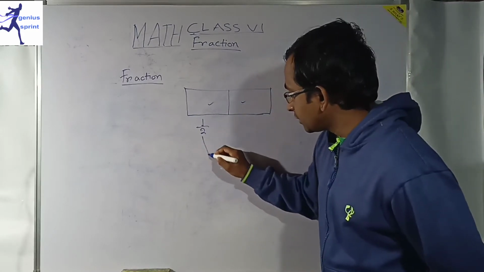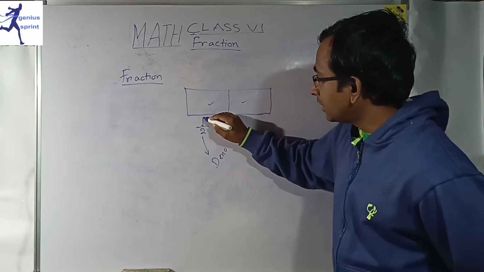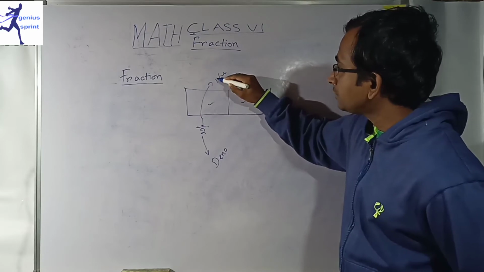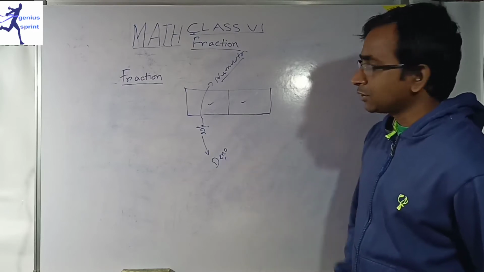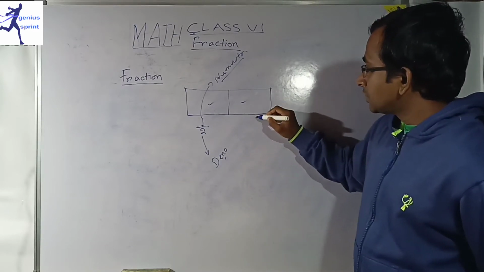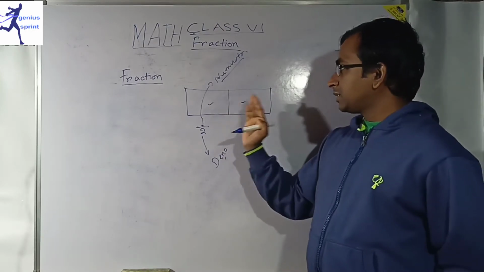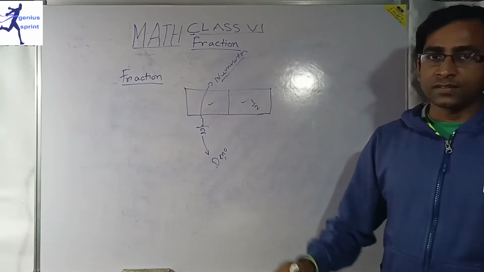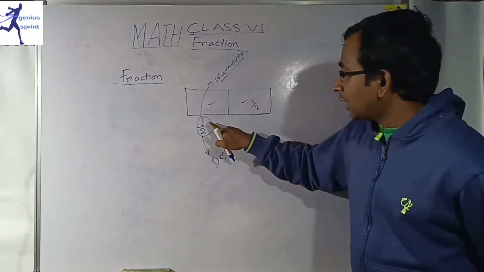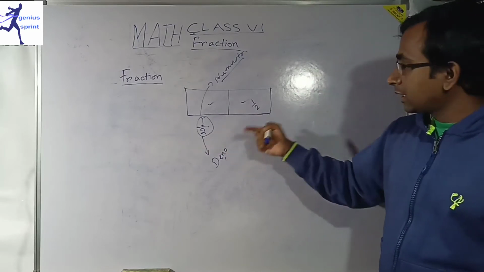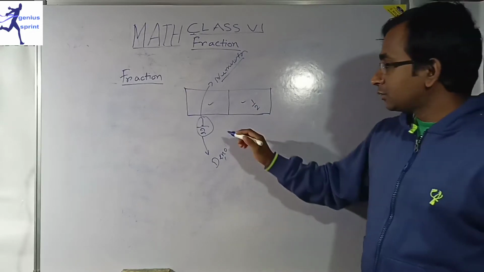Here you have to understand what this is called. This is called the denominator, and this is called the numerator. So here I have divided this whole chocolate into two parts, and for that reason it is called half and half. This is actually a fraction. I have taken one part out of two parts, and that is why it is 1/2.